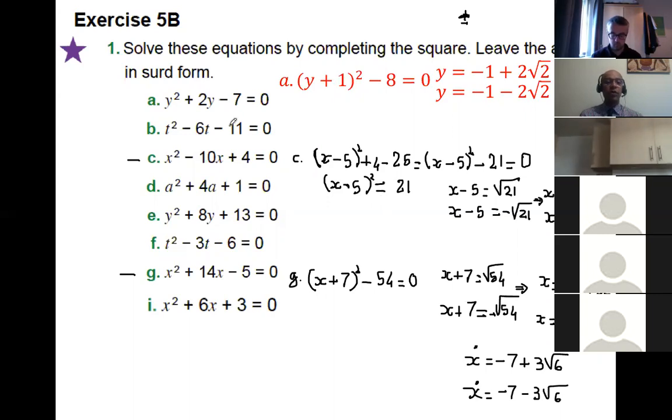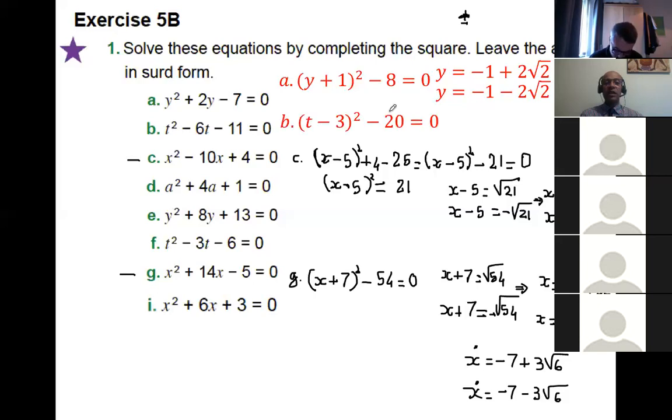So the next one we've got is t squared minus 6t minus 11. So half of 6 is 3 with a negative. So (t minus 3) squared. But because we've got minus 3, we need to compensate with a negative 9. So negative 9, negative 11, that would give us negative 20. And same thing again, (t minus 3) squared equals 20.